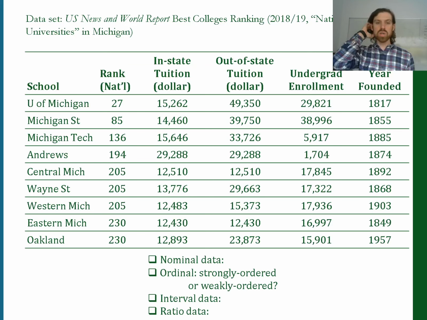So you can just take a minute to look at the type of data that we have here. On the left-hand side, this is college ranking data for the state of Michigan. Here we have the school. We then have a ranking. We then have an in-state cost, an out-of-state cost for tuition, the number of undergrads enrolled, and the year that it's founded. So I just want you to pause the video, take a couple of minutes to think about what the different types of data are, and then when you've done that, we'll have a think through what the different categories may represent.